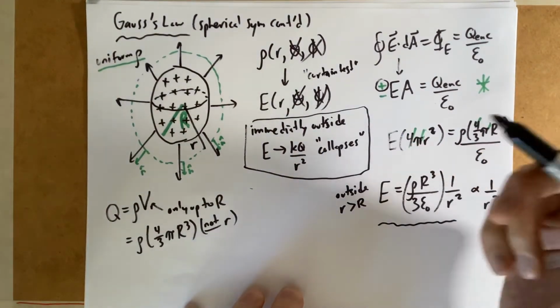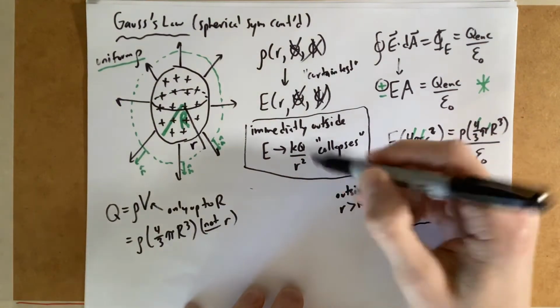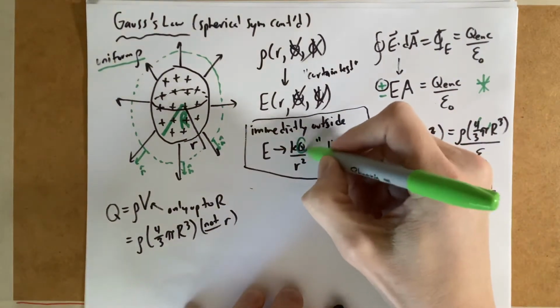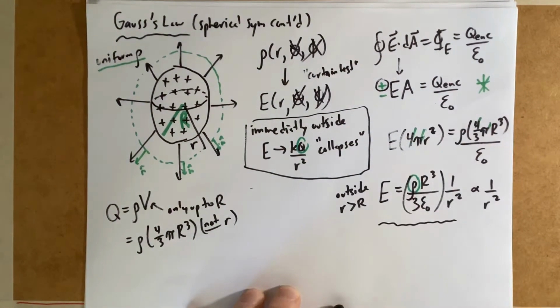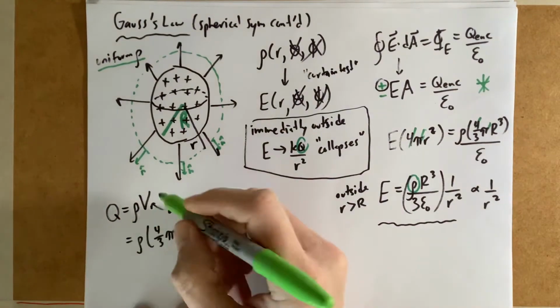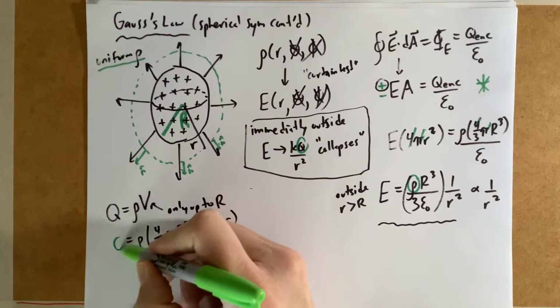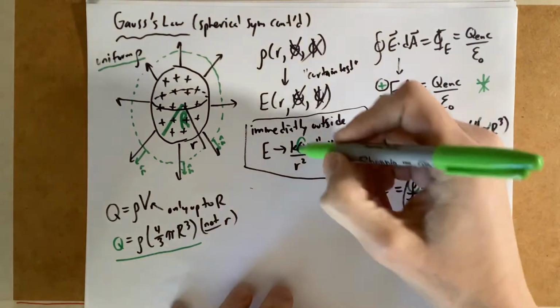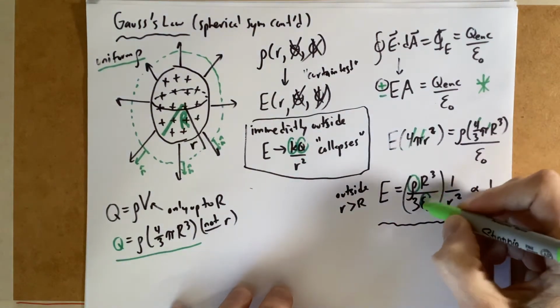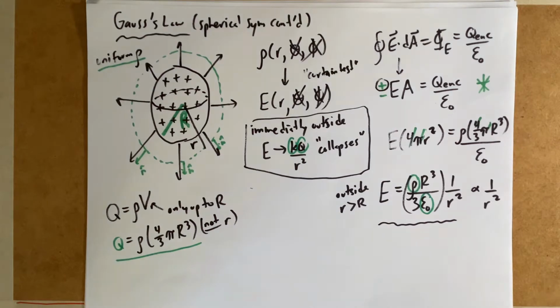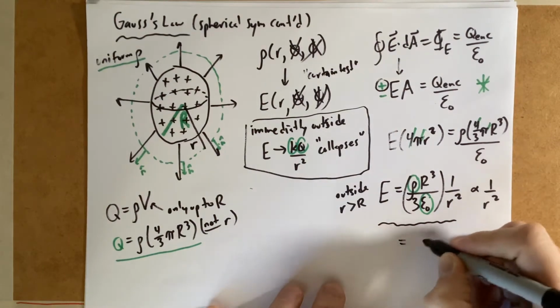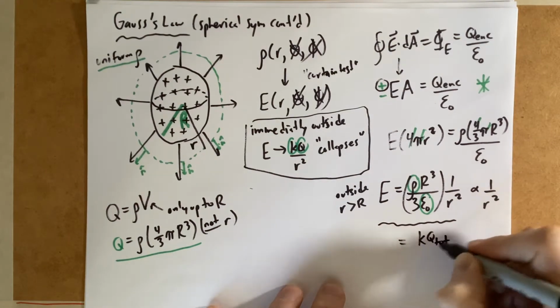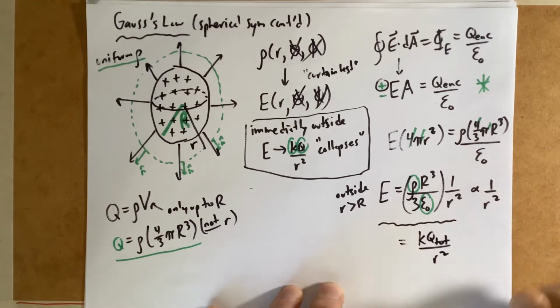The reason it looks different is because, of course, instead of q, we have this expressed in terms of rho. So you can, of course, have the relationship over here, Q equals rho times volume. This is how you relate the two. And of course, this one has a k and this one has an epsilon naught. But I will let you confirm algebraically that this is just q total over r squared.